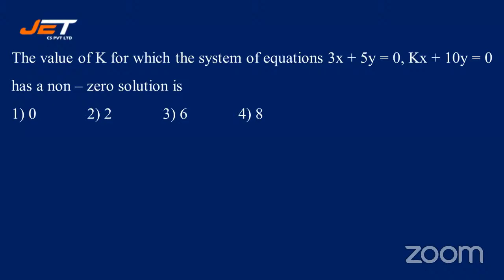So let me again repeat the question. The value of k for which the system of equations 3x plus 5y equal to 0, kx plus 10y equal to 0 has a non-zero solution. All right, I think I've given you enough time to work out. Let me quickly check the answer. Ria, you're right. Sai Charan, Gayatri, Varshit. Yes, almost all are right. Shalini, Pavani. Everybody is right.